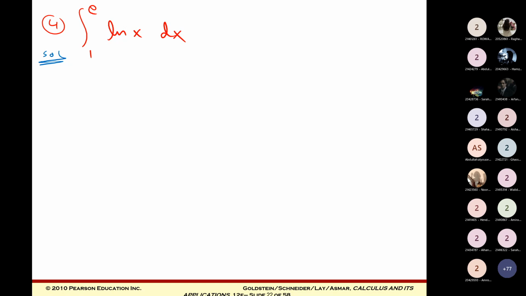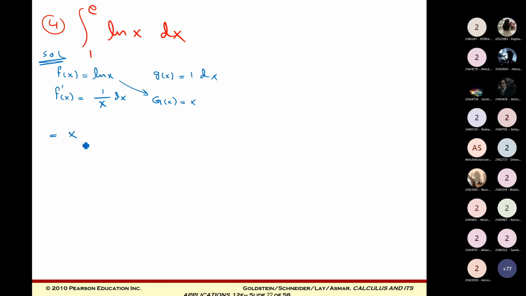So, let f of x equal ln x. So, f prime of x equals 1 over x. The derivative of ln x can be found, but finding it by integration is very difficult. So, put g of x equal what? 1 dx. So, the integral of 1 equals what? x. Okay? Now, the result equals ln x multiplied by x.